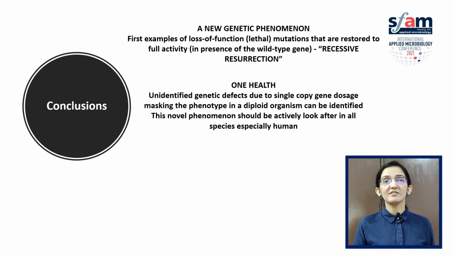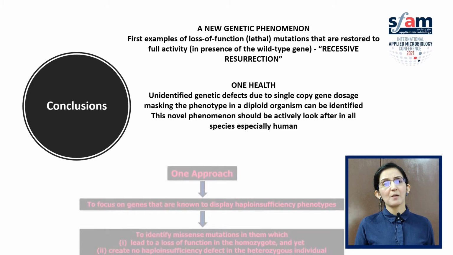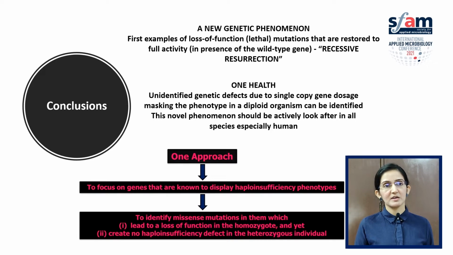One approach to identify them in diploid organisms may be to focus on genes that are known to display haploinsufficiency phenotypes, and then to identify missense mutations in them which lead to a loss of function in the homozygote and yet create no haploinsufficiency defect in the heterozygous individual.